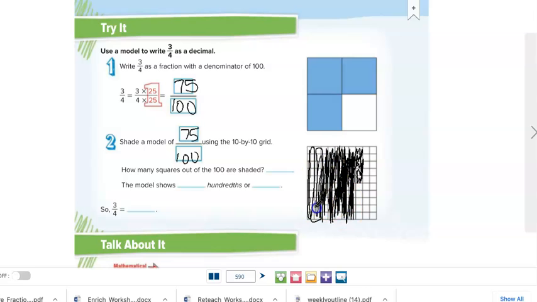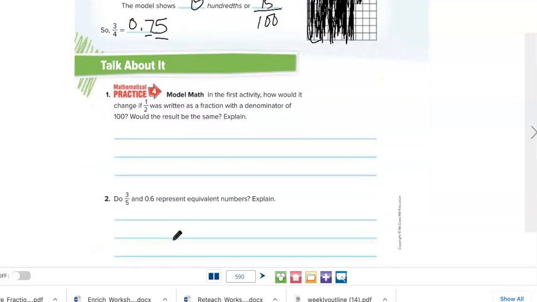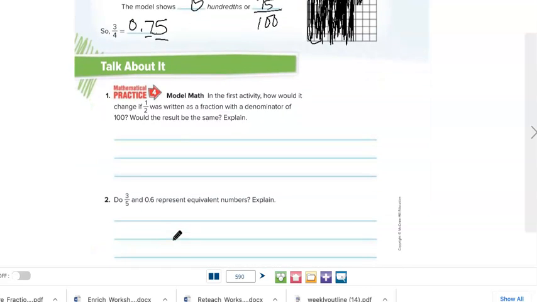Now I shaded it in differently than this way, so I didn't cut out a segment here, but this is the same. So how many squares out of the 100 are shaded in? 75. The model shows 75/100ths. So 3/4 equals 75/100ths. Again, this is the 10ths place, this is the 100ths place, so I have 75 in my 100ths place, so 75/100ths.